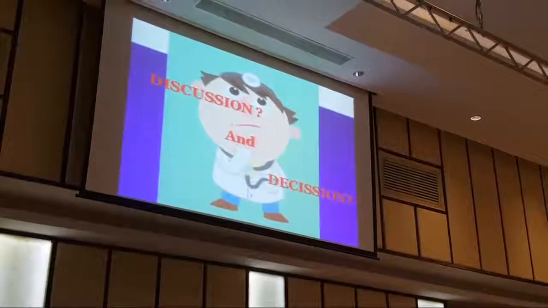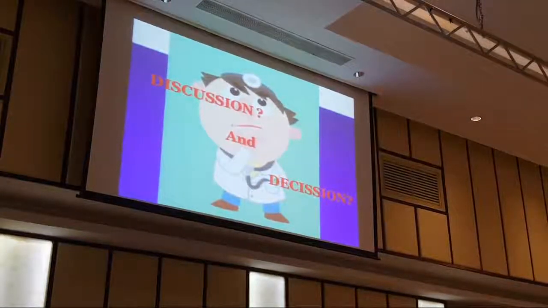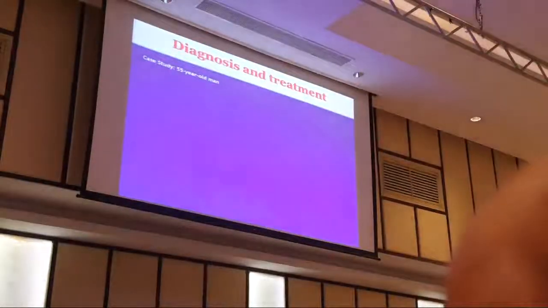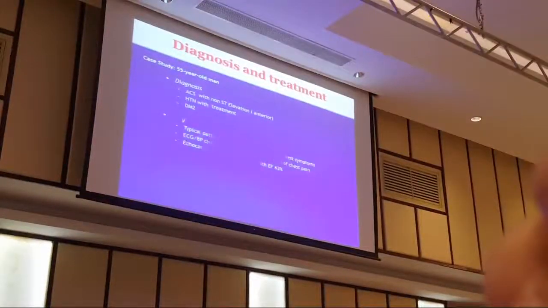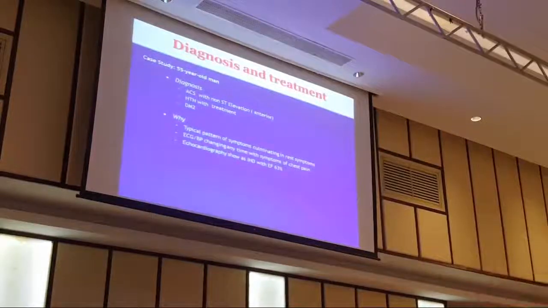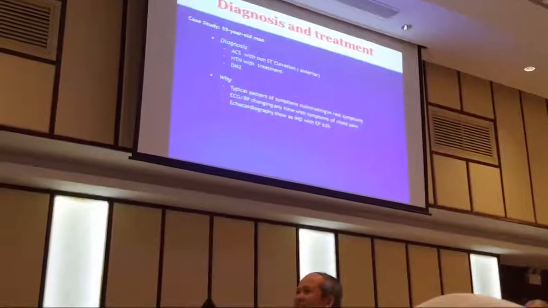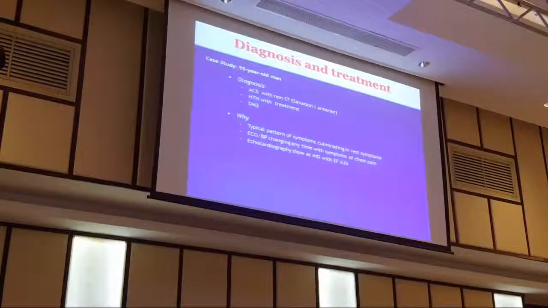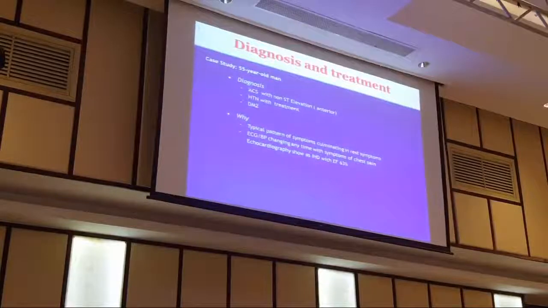So the problem comes here: discussion and decision. What diagnosis are we planning, and what management on the ward? We arrive at the conclusion and put the diagnosis as ACS with non-ST elevation, because there is no significant change on the ECG. Hypertension is in his past medical history, and diabetes mellitus.